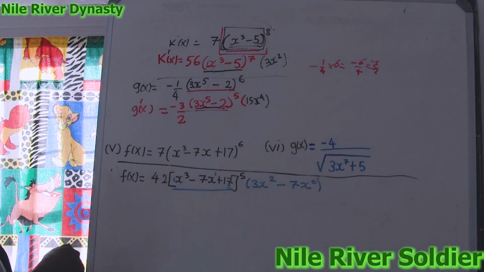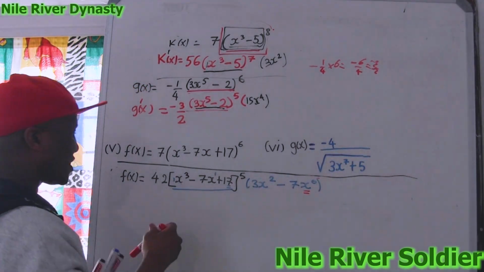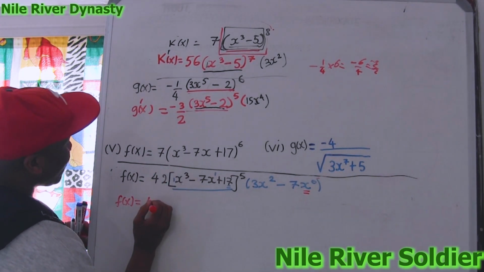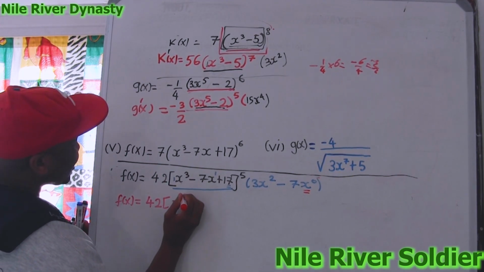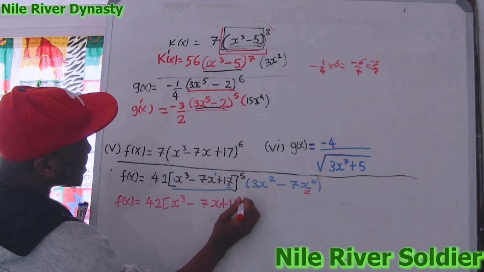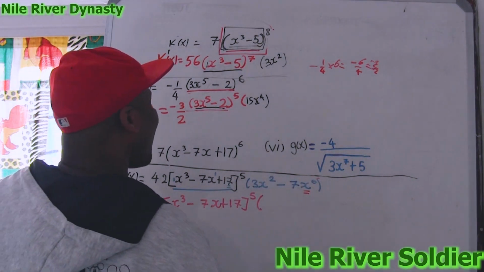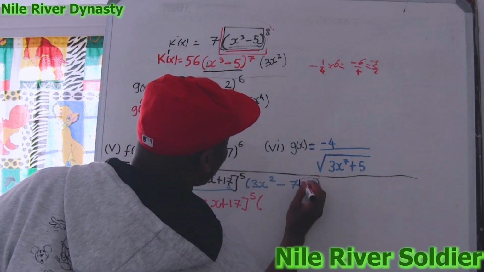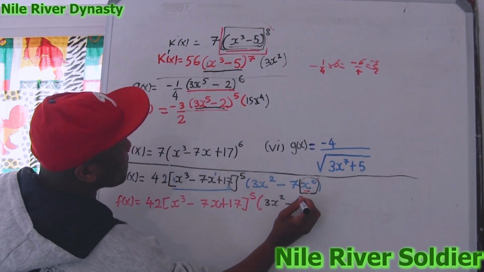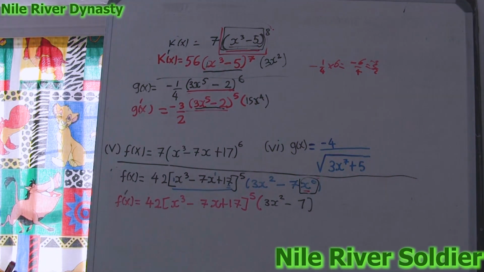So now you're done, but you're going to have to check this stuff. This one I can write like that, but it's not the best way of writing your final answer. So I will say f prime of x equal to 42 x power 3 minus 7x, because x power 1 equal to x, plus 17 and the power 5. Now, we know for x, any number power 0 equal to 1. 7 times 1 equal to 7. So this is going to become 3x squared minus 7. So this is the final answer. Make sure you put your prime.